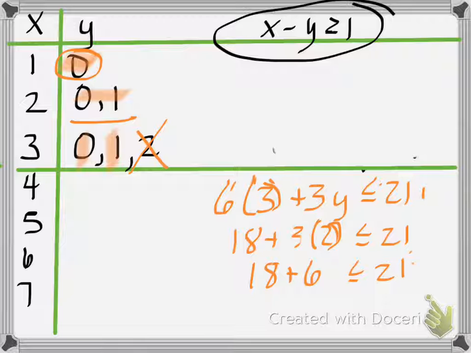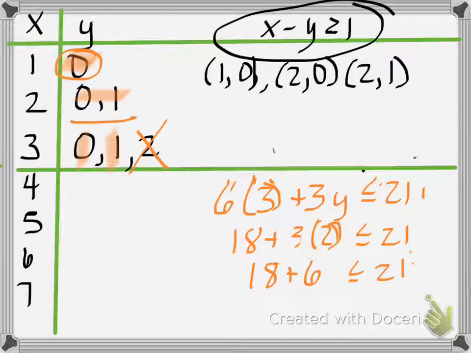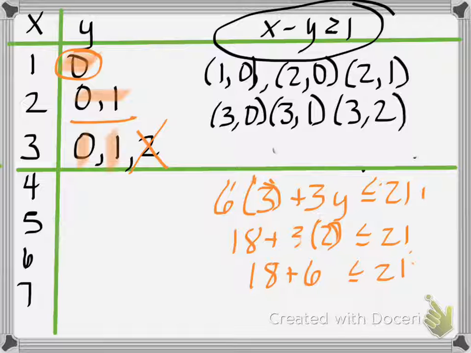Yes, Jesse. So for the answer, if we had our work on the other page, would we just put 0 and 1? You're going to actually list out the ordered pairs. And so our answers would be 1, 0, 2, 0, 2, 1, 3, 0, 3, 1, 3, 2.